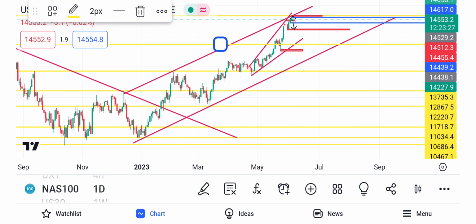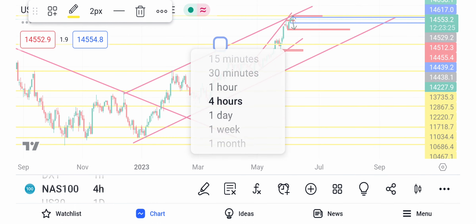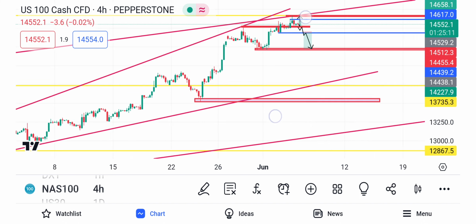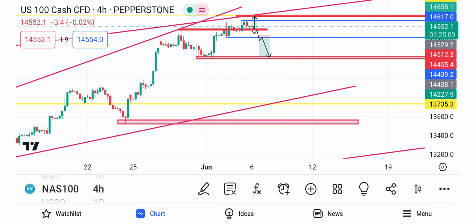Okay, let's go to the 4-hour time frame. This is the 4-hour time frame. Remember guys, you have to identify zones, you have to identify patterns, and you can even take the trade. This is what happened on the 4-hour time frame.